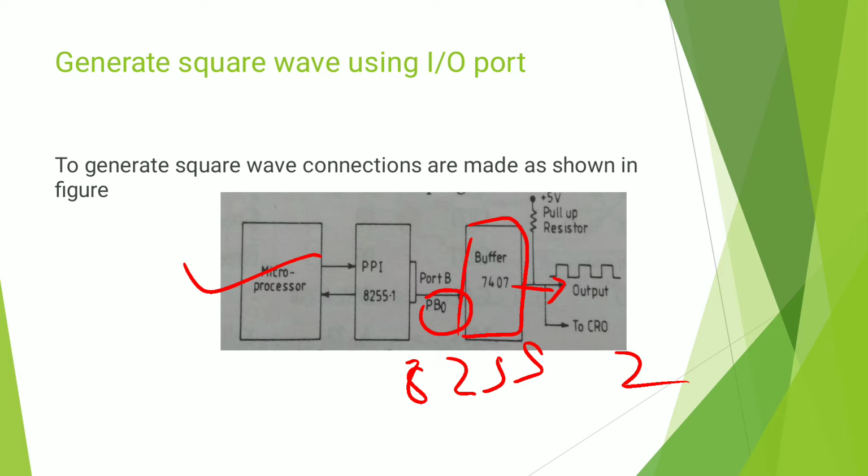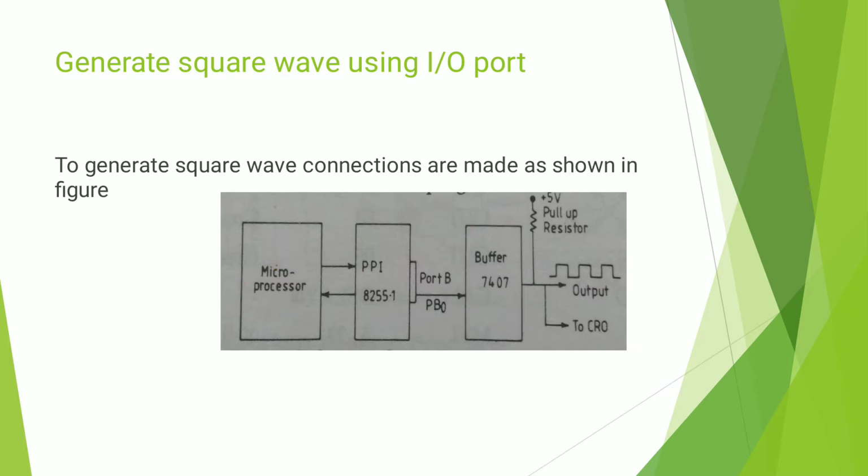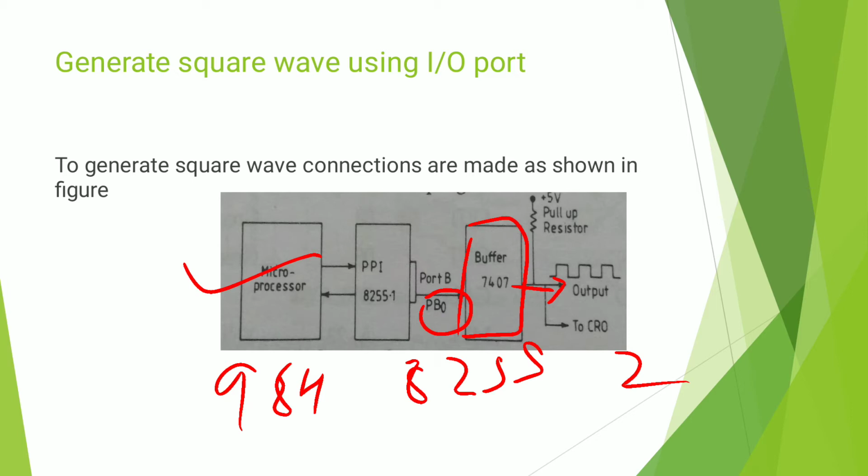The control word used in the program is 98H to make port B an output port. How does port B act as an output port? To see, look through the control word register.